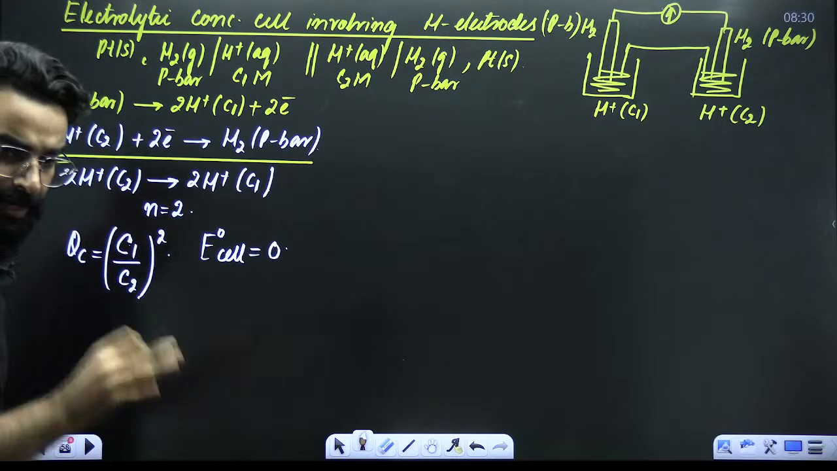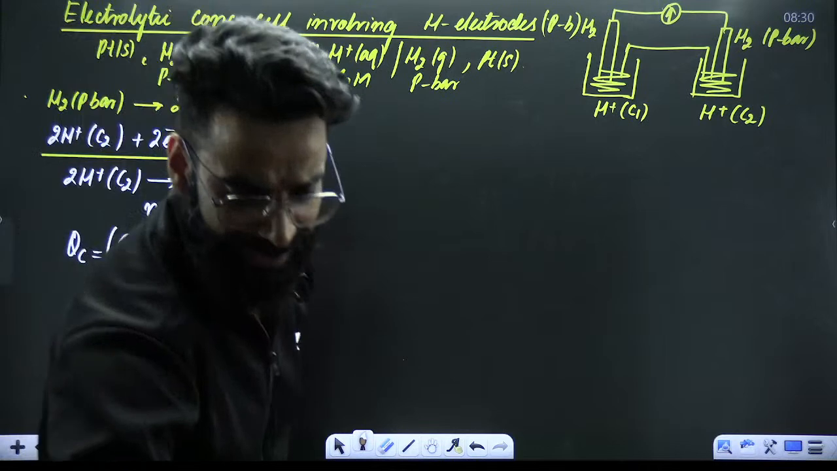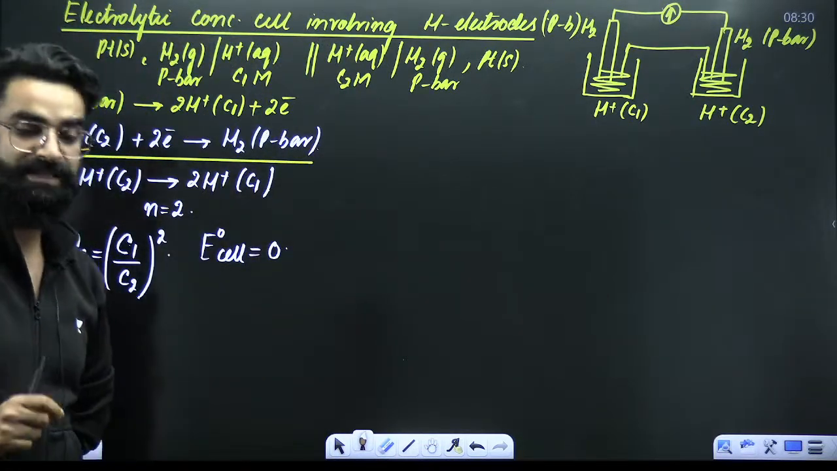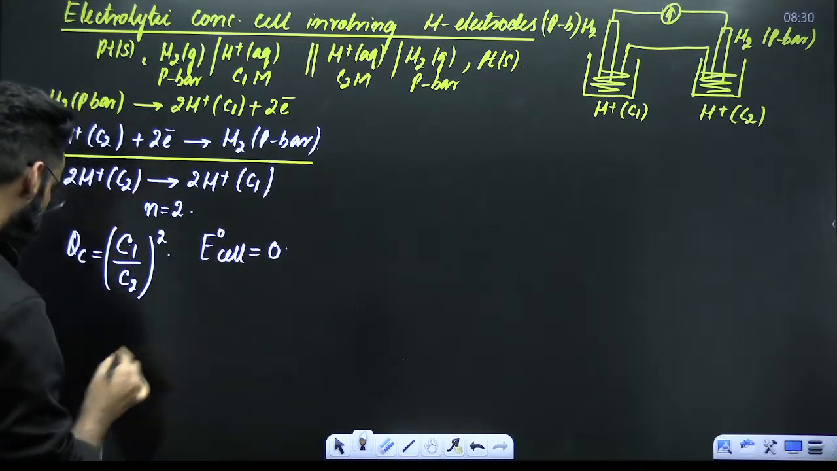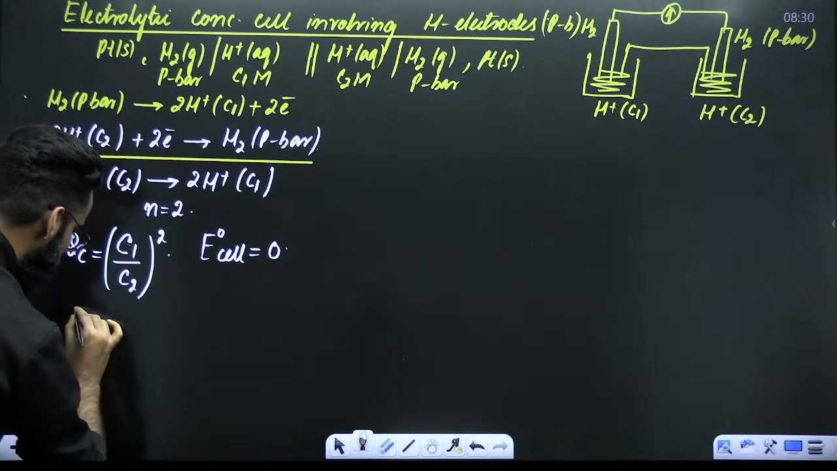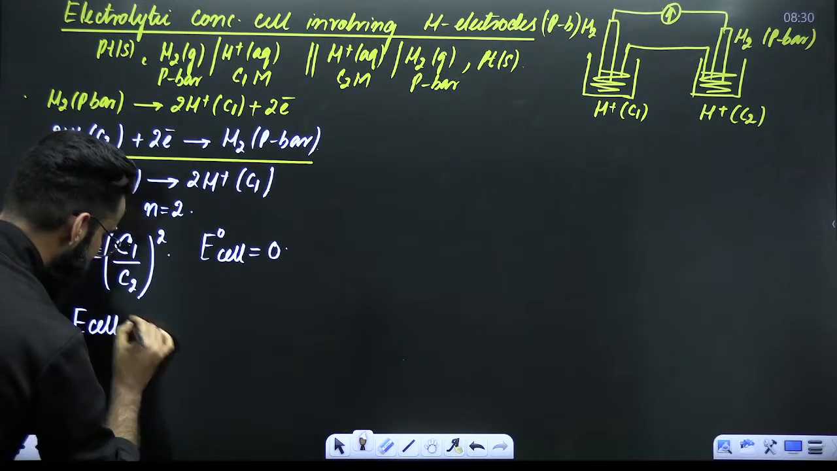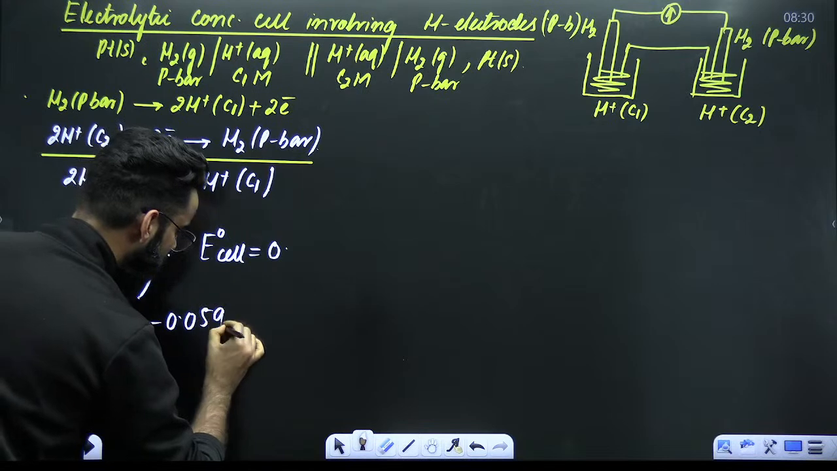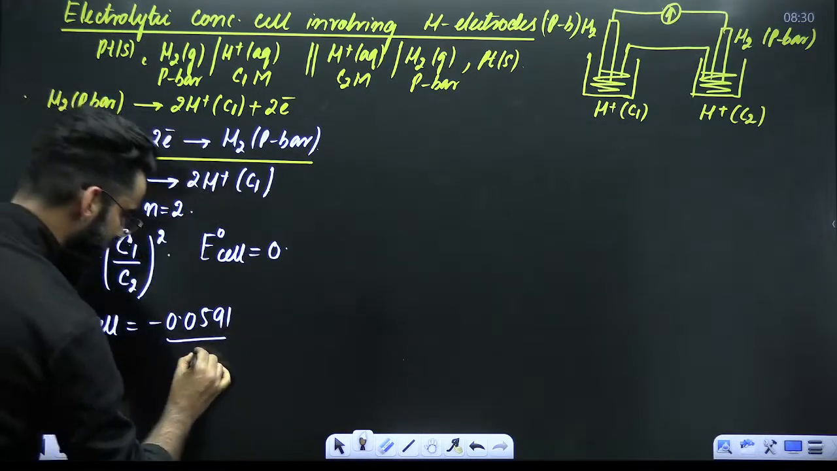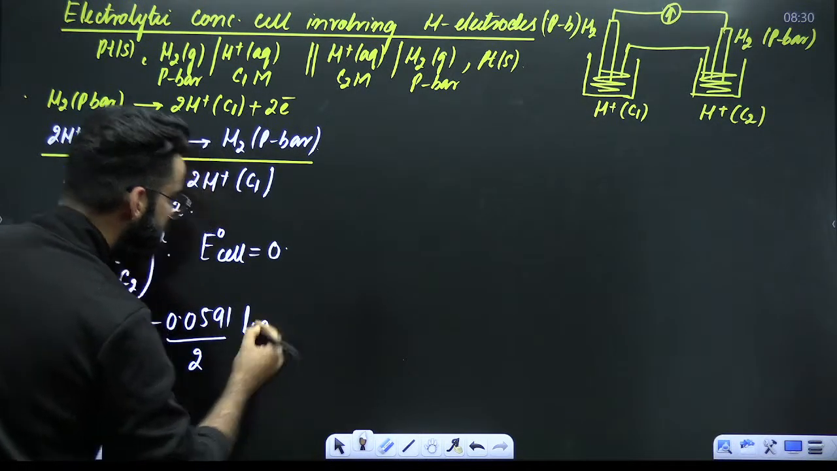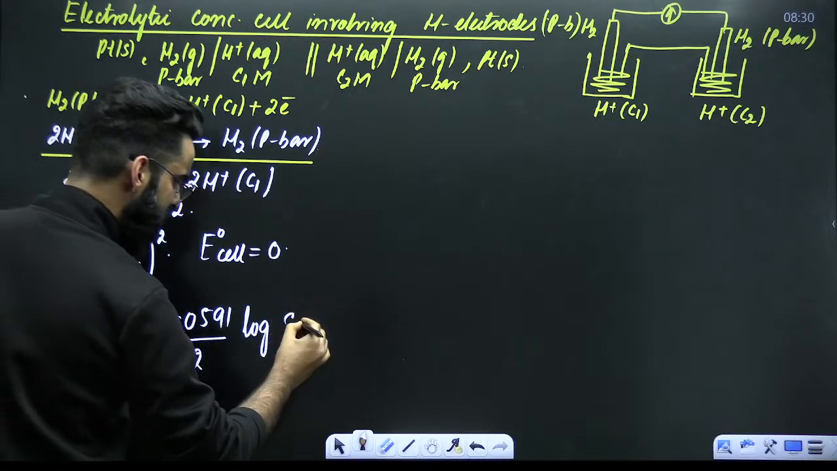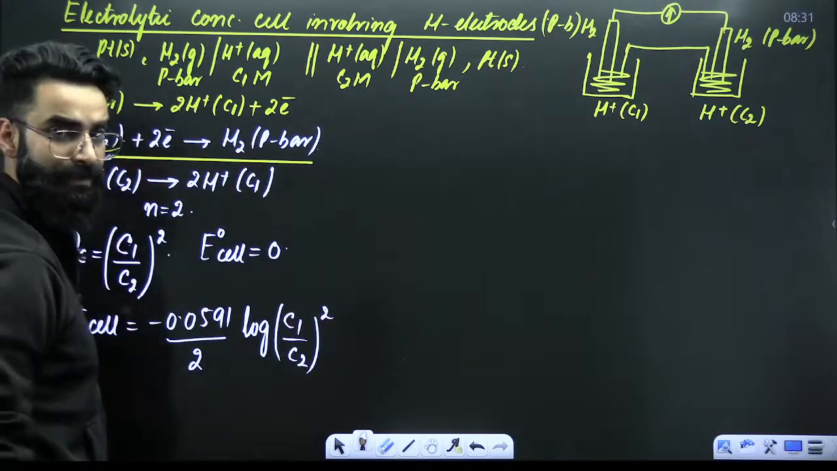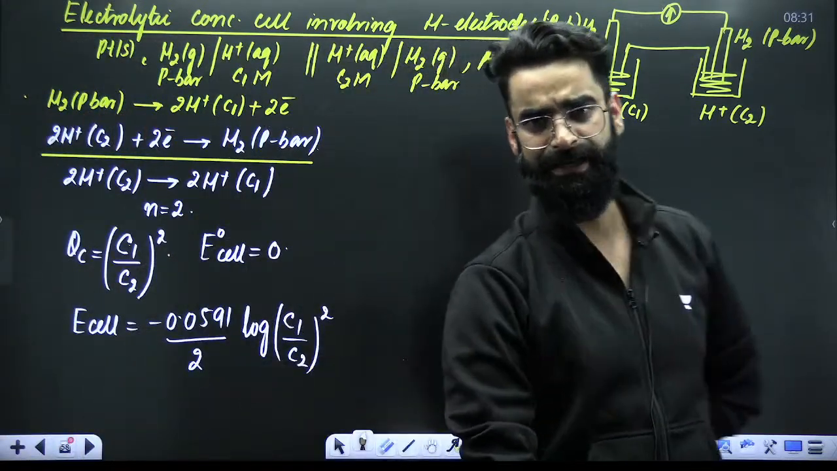Perfect. Now, my dear students, after this, what exactly am I going to do? I'll be using now the Nernst equation. In case of Nernst equation, I'll say E cell is equal to E naught cell. E naught cell is 0 already. Minus 0.0591 divided by N. What is N value? N value is 2. And here it is log of QC. And QC is nothing, that is C1 divided by C2 raised to the power 2. Correct? I believe everything is clear till here.